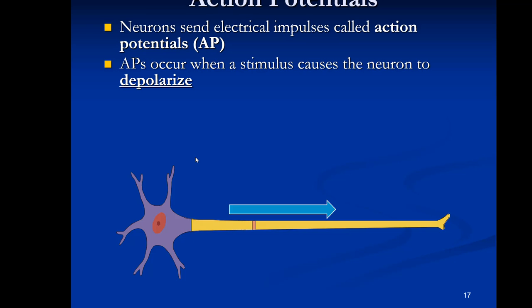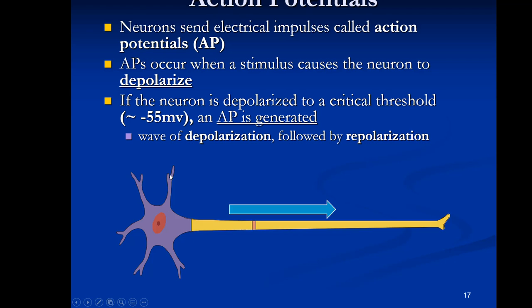So action potentials occur when some stimulus causes the neuron to depolarize. So that's the inside becoming more positive. So what's going to happen is this. If there's some stimulus, maybe some impulse, that altered this dendrite, so the dendrite received either an electrical signal or something else, and it changed the inside charge of the cell. So if it became depolarized to a critical threshold, and that critical threshold is negative 55.